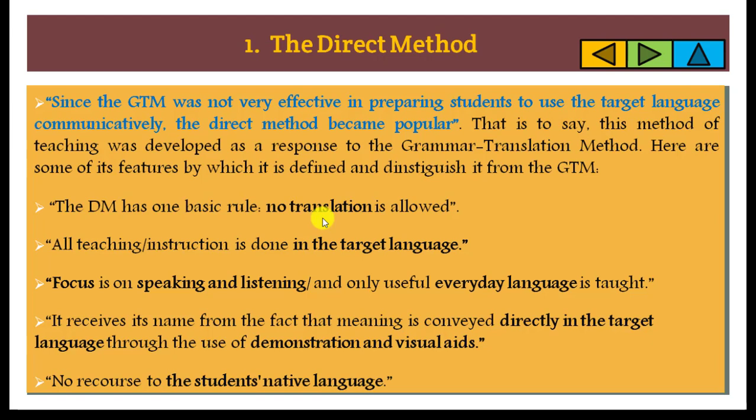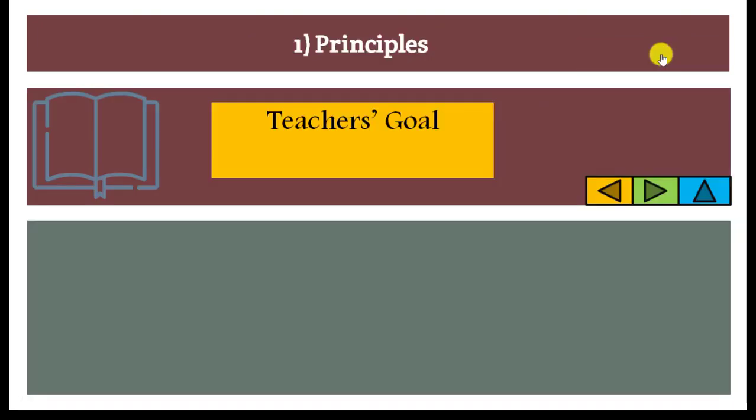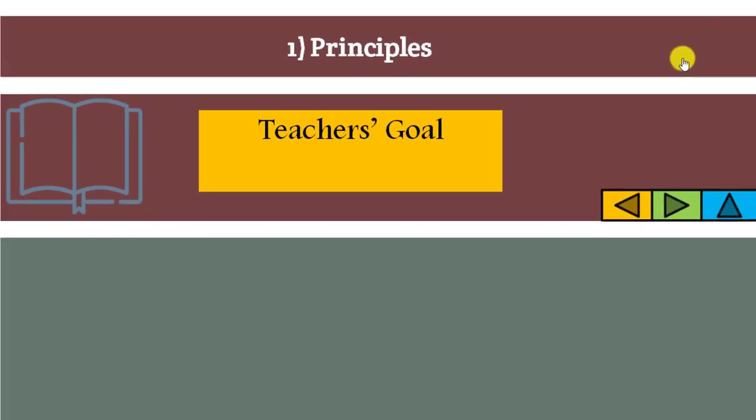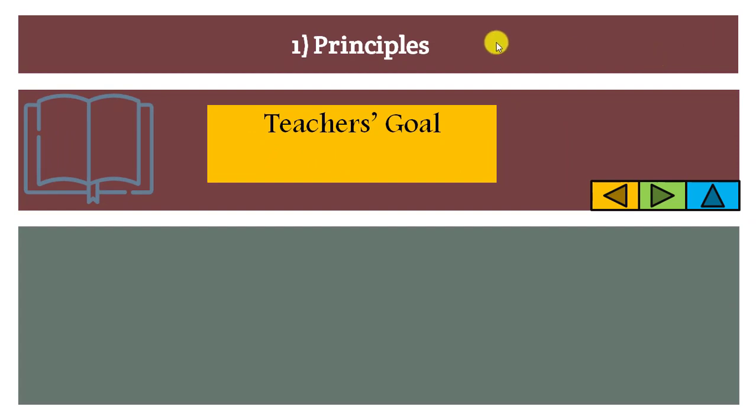Instructions are given in the target language. So the native language is not allowed, it's not used in the classroom. The teacher demonstrates and uses visual aids. So these are the main features of the direct method. Well, in order to see that in more detail, let us move to the second section in which we are going to find out more about the principles of the direct method.